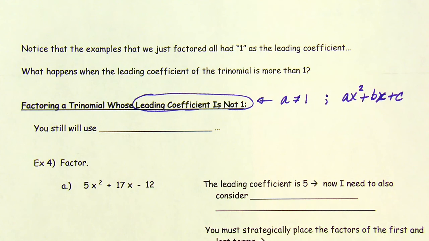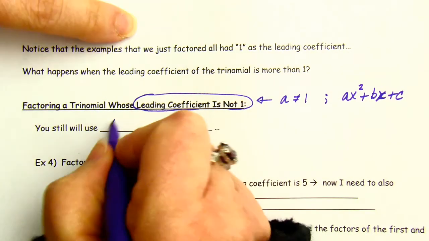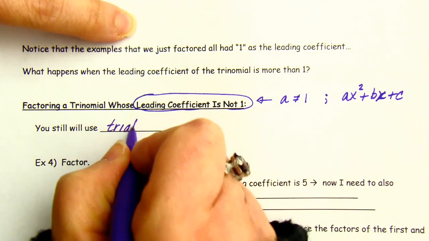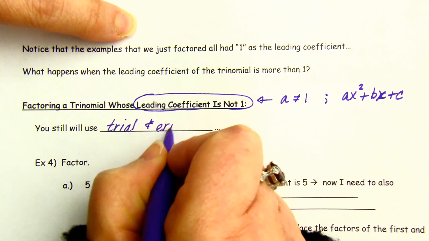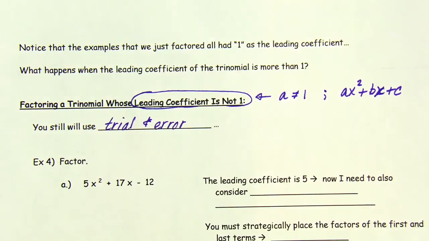All right, so here, notice that the examples we just factored in the last video all had 1 as the leading coefficient. What happens when the leading coefficient of the trinomial is more than 1? We're still going to use trial and error. And not only that, we're still going to use our rules for the signs, which helps us out a little bit. It's just we have more combinations to test, really.